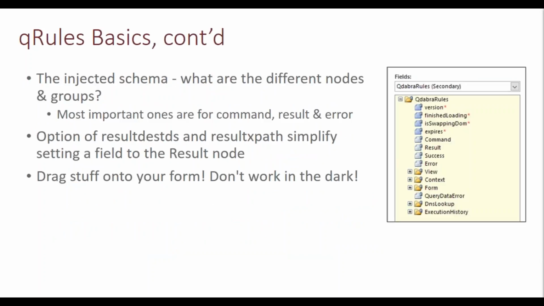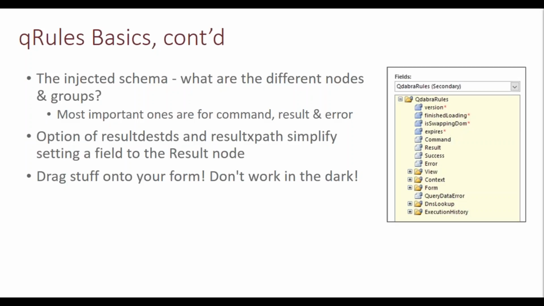Okay. The different nodes and groups in this Qdabra rules data source, there's a lot there. Like all of the injector options, there's quite a few of these you may never use. So the big ones are command, result, and error. The success node is helpful too. It does a true-false on success or failure. I tend to like the error node myself because that's the one that actually has values in it.